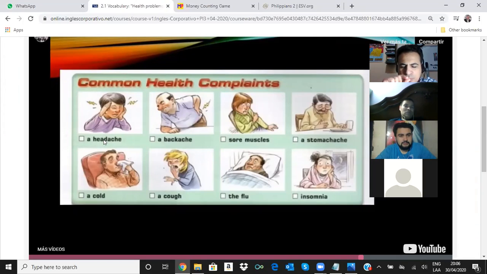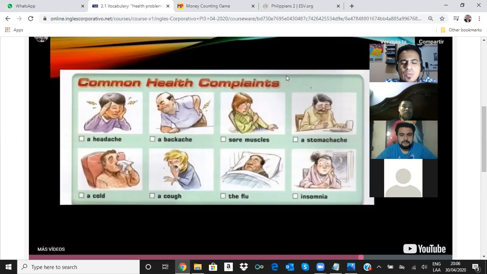Okay, está teniendo un poquito de problema ahí con el micrófono. Tal vez estás hablando muy cerca hacia él. I think he said you should go to the doctor. You can call the doctor.